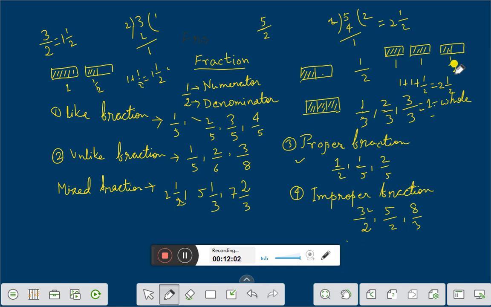Right? And a mixed fraction is the same as an improper fraction. In a mixed fraction also we can represent the fractions in this way.